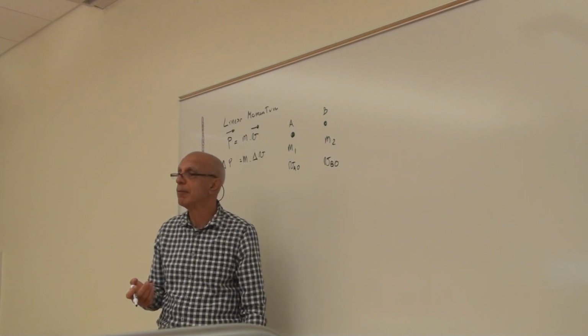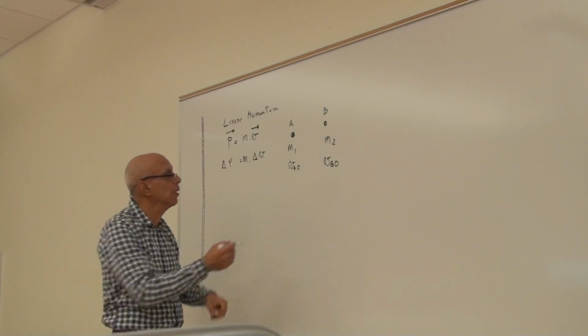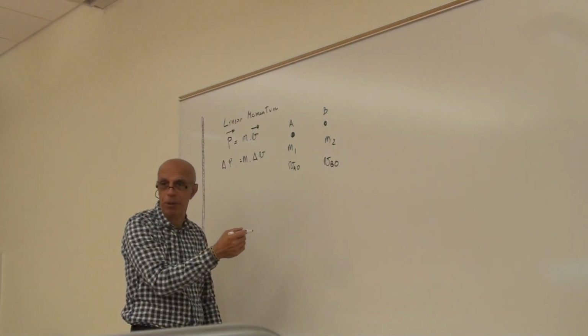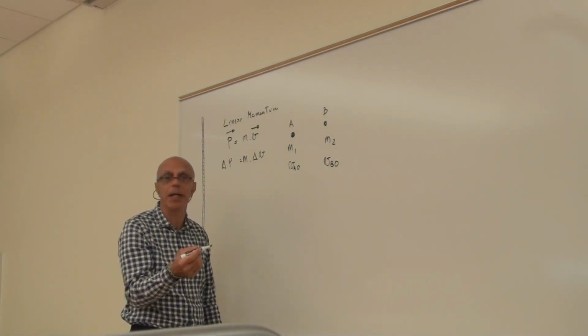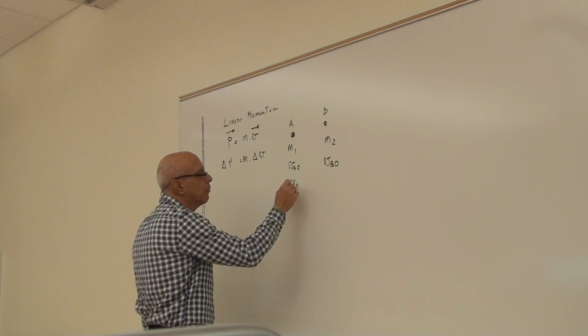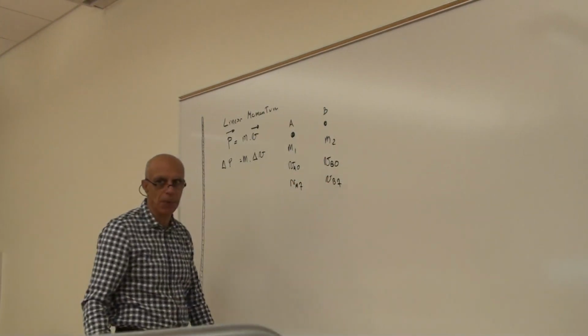Well, we need to know what's the difference. It's going to change. They're going to change the velocity. So let's say there is a final velocity VA final, and then VB final, right?